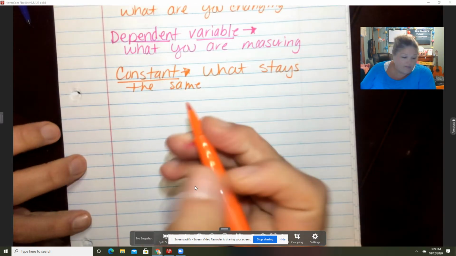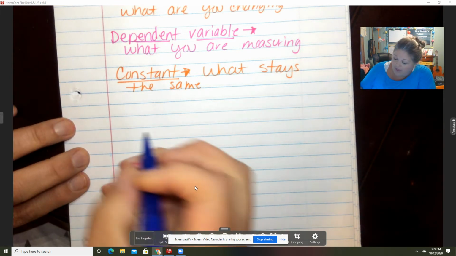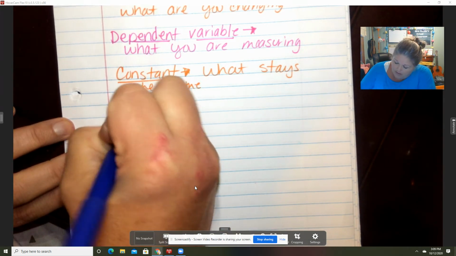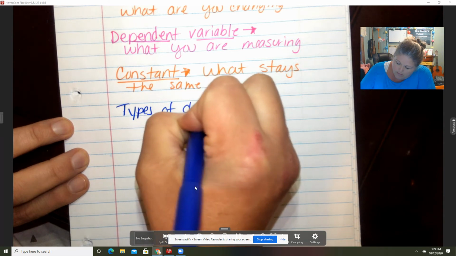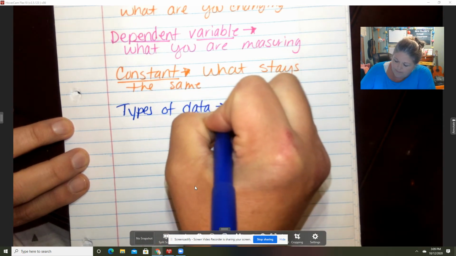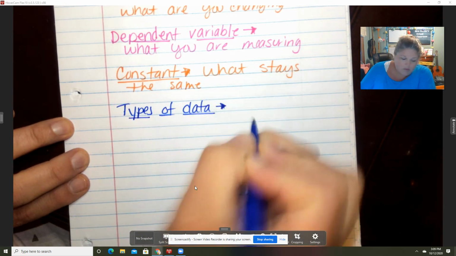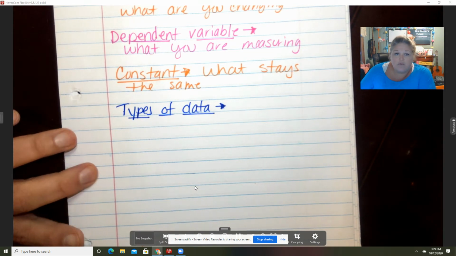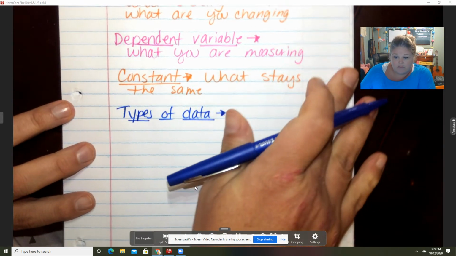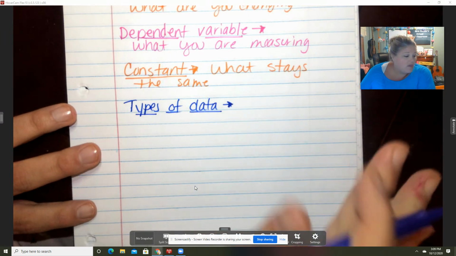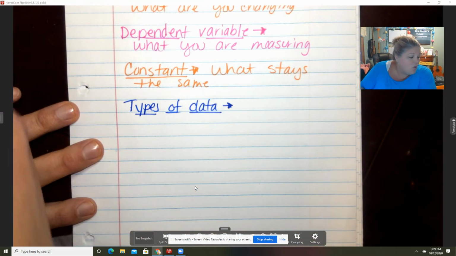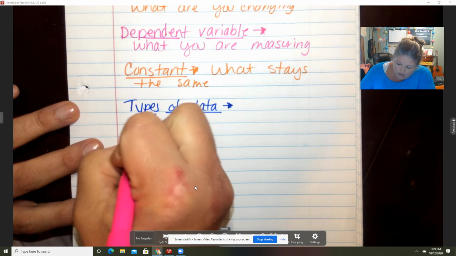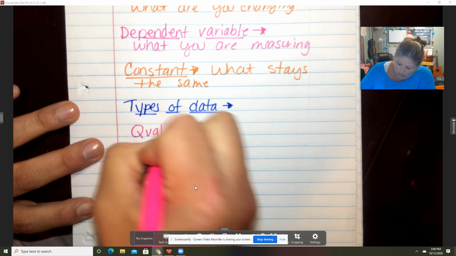Okay, so let's move on to types of data. When you're collecting dependent variables, when you're collecting that information, you're going to look at qualitative and quantitative. Qualitative.